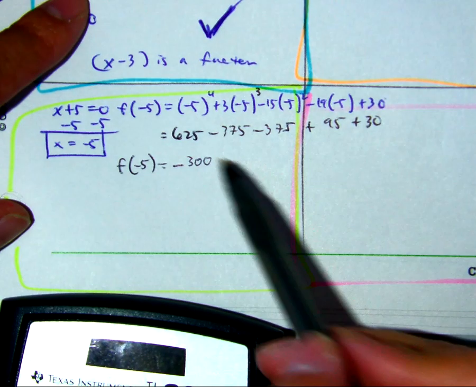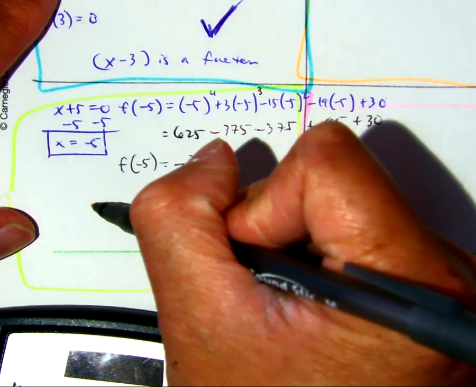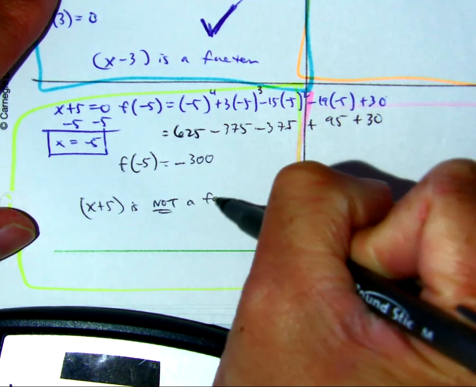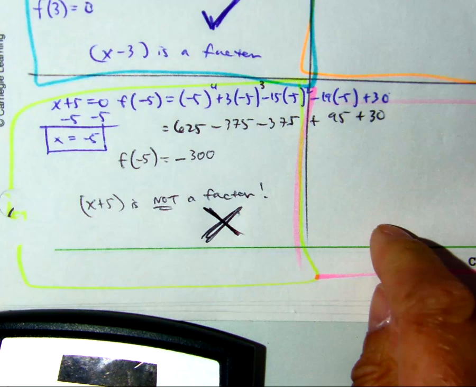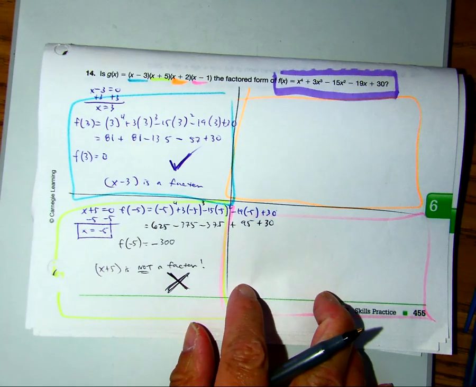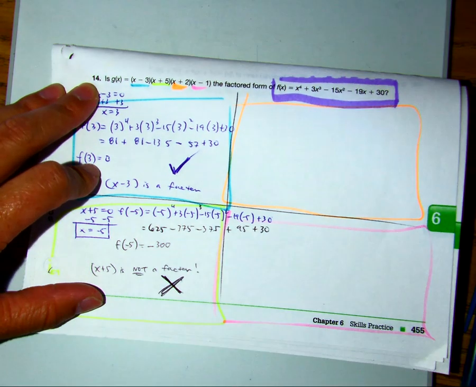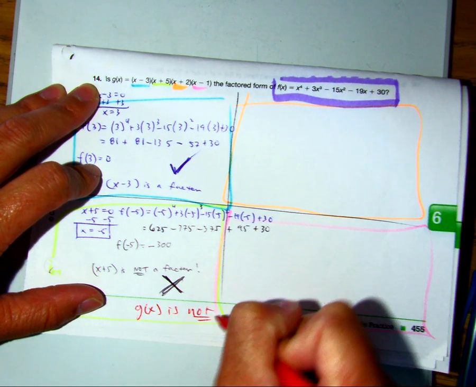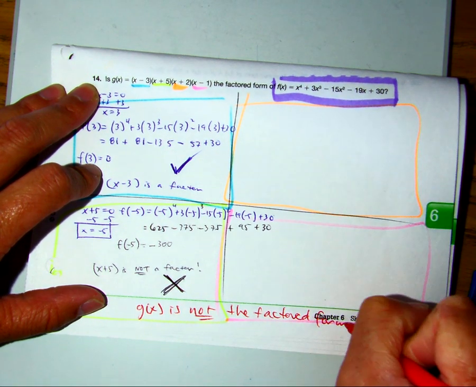So class, if I have a remainder of negative 300, what does that mean? x plus 5 is not a factor. What does that mean? Basically it means if you do the other two, even though they might be check marks, is g of x the factored form? So the final answer is g of x is not the factored form of f of x.